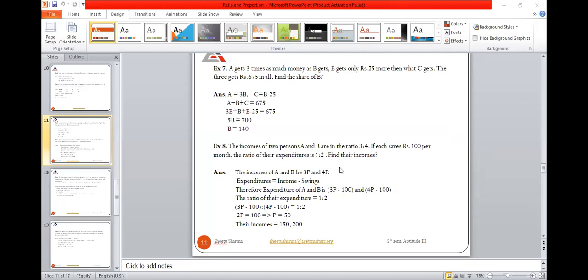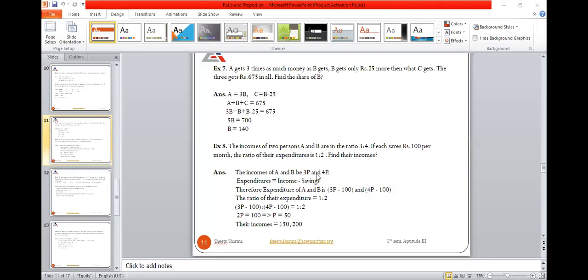ठीक है? इनकम जितनी होगी उसी में से जितने खर्चे होंगे, और जो सेविंग होगी वही उसी में से होगी. So expenditure is equal to income minus saving, or income is equal to expenditure plus saving, or savings is equal to income minus expenditure. So first of all, we are given that the incomes of 2 persons A and B are in the ratio 3:4. Again, I am repeating, beta, 3:4 is the ratio. This is not the exact value. So first of all, we write it in the form of 3x, 4x like this.